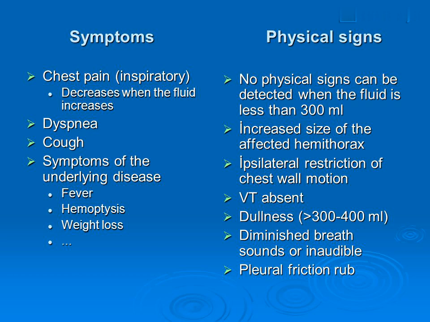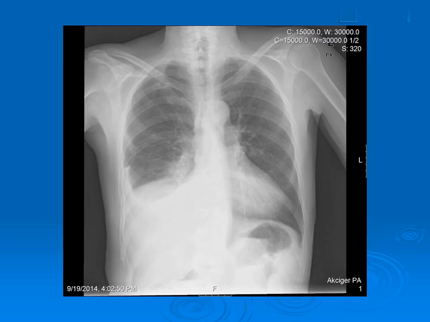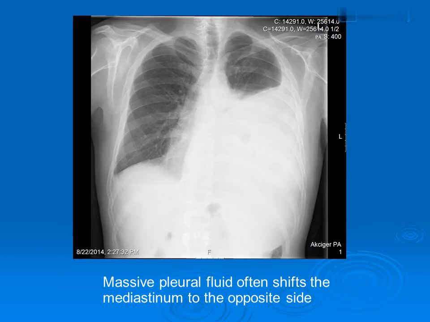Pleural friction rub. Radiology: the fluid initially accumulates in the more dependent recesses of the thoracic cavity, forming a meniscus line. 200 to 300 milliliters of pleural effusion can be detected on a standard chest radiograph as blunting of the costophrenic angle. Massive pleural fluid often shifts the mediastinum to the opposite side.